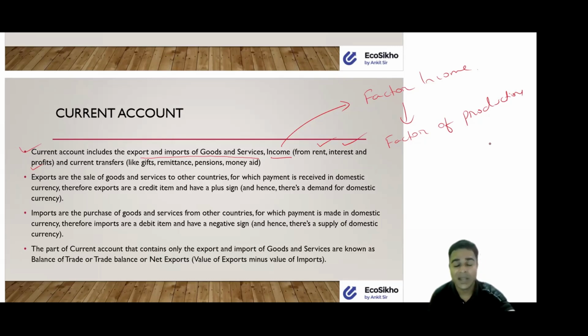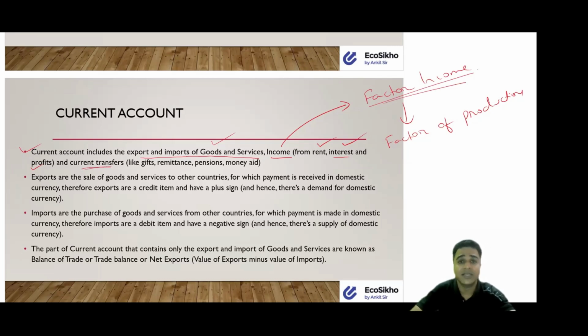If I provide my labor services to someone, in return, I get wages or salaries. For me, that is a factor income. If I give out my capital to someone, in return, I get interest. That is a factor income. If I give my entrepreneurial skills to my company and in return I get some profit, that is a factor income for me. So in the current account, you record all the export and import of goods and services, you record all the factor incomes, and you record all the current transfers.